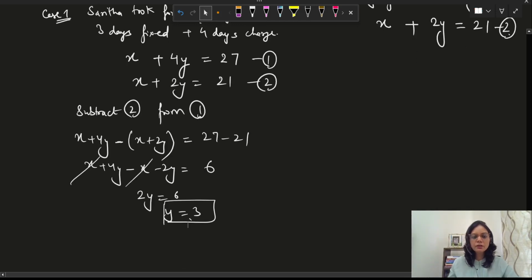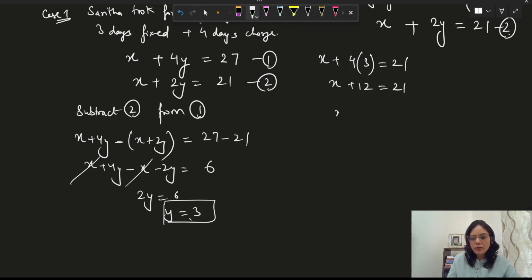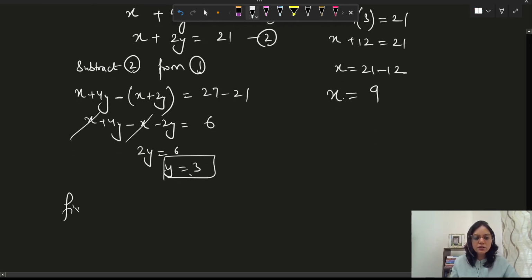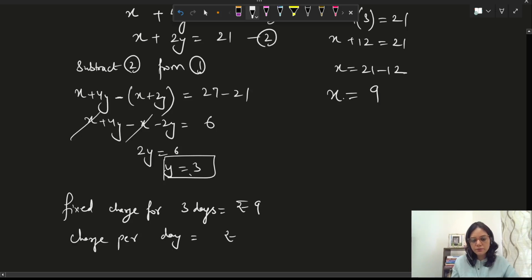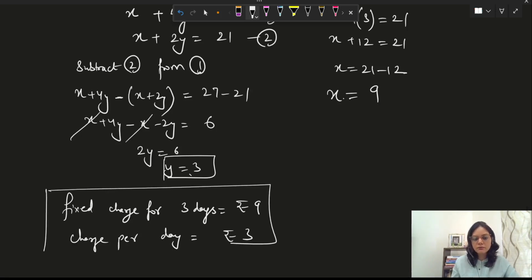You can put it in any of the equations to get the value of x. So x plus 4 into 3 is 21. I'm putting it in the first equation. x is 21 minus 12, so 11 minus 2, that's 9. x coming out to be 9. So now you can say that the fixed charge for 3 days is how much? That's rupees 9. And the charge per day is how much? Rupees 3. That is your final answer.